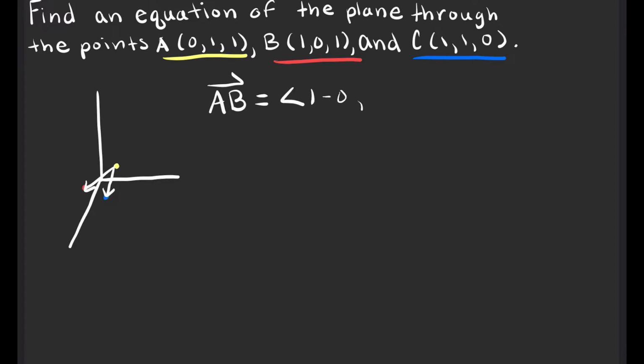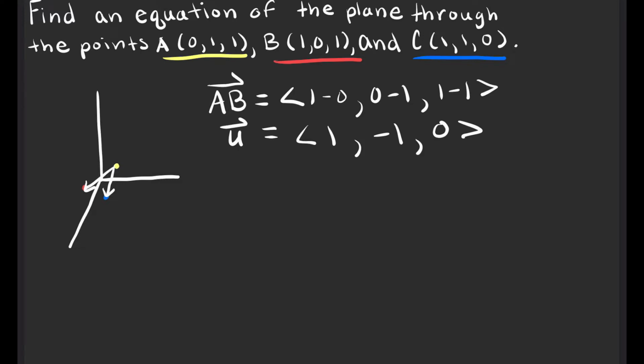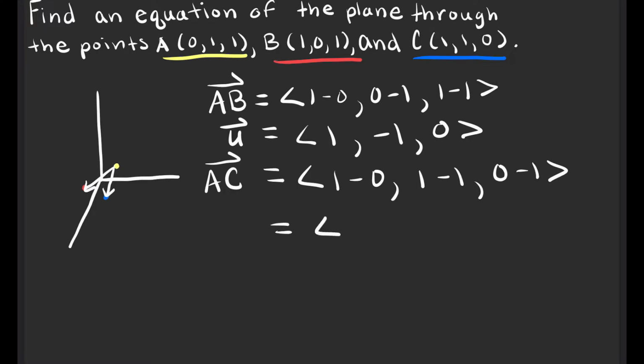So that's going to be 1 minus 0, 0 minus 1, and 1 minus 1, which will leave us with 1, negative 1, and 0 for that vector. And we'll just call it U for short. All right, and then AC is going to give us 1 minus 0, 1 minus 1, and 0 minus 1, which will be 1, 0, negative 1, and we'll call that one V for short.